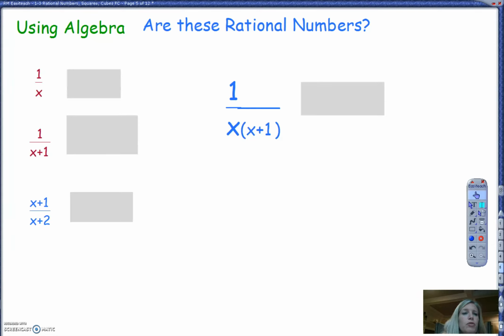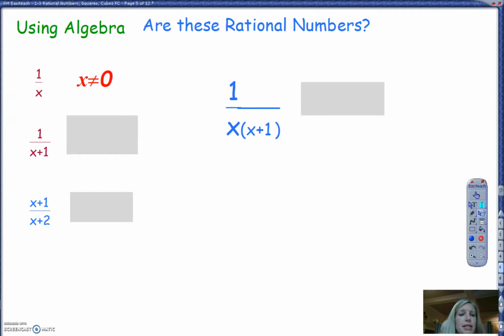Well, 1 over a number x. As long as x doesn't equal 0, this is a rational number. So we just have to fill in that as long as x doesn't equal 0, we're good to go. Now here, this could be a rational number, but you have to think, x cannot be what?